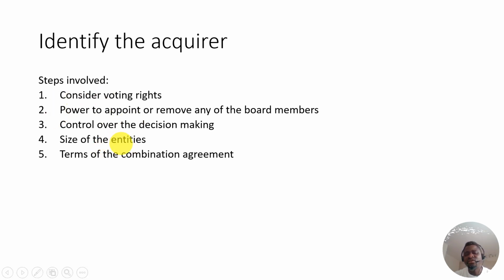Sometimes we also look at the size of the entities, maybe a larger entity and a smaller entity, but this is not always the case. We have seen situations where a smaller entity acquired a bigger one, but that could also be a condition to consider. And also, there could be some terms in the combination agreement that says this party controls this, or maybe issue of shares to some shareholders of the subsidiary. So in that case, we show that there's a control, or there's power to control the affairs of the subsidiary.